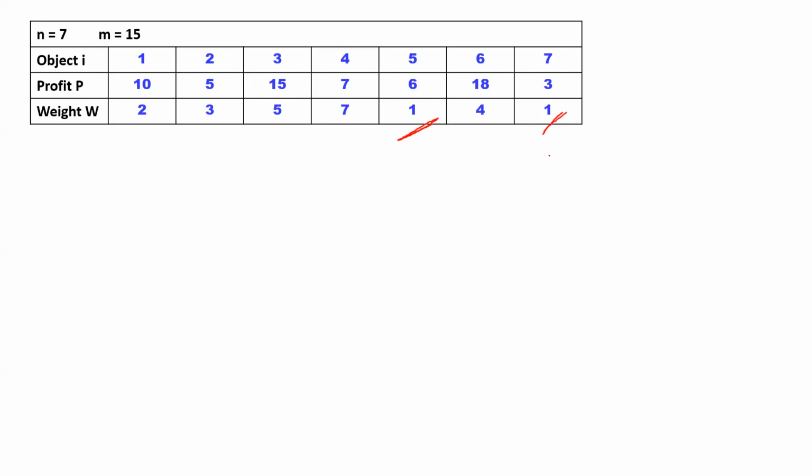Stage 1, I'll choose the item with the least weight. The item with the least weight is the 5th object. So into the bag, I'm going to put object number 5, and its weight is 1 and its profit is 6.